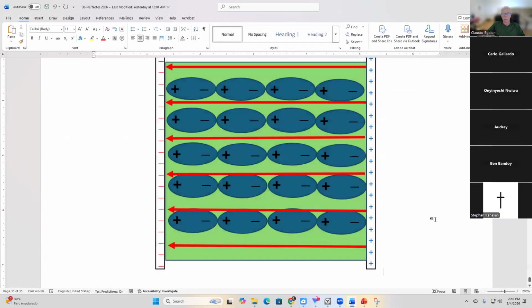Center justify. Okay, so molecules of the dielectric material between the capacitor plates become polarized. Okay.